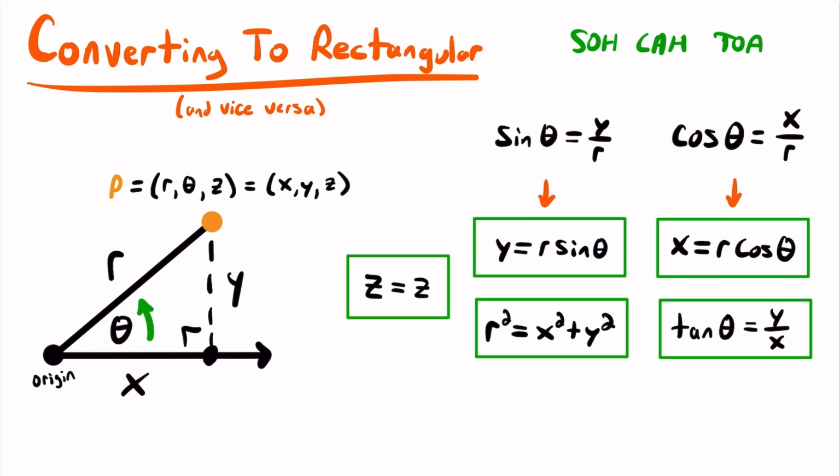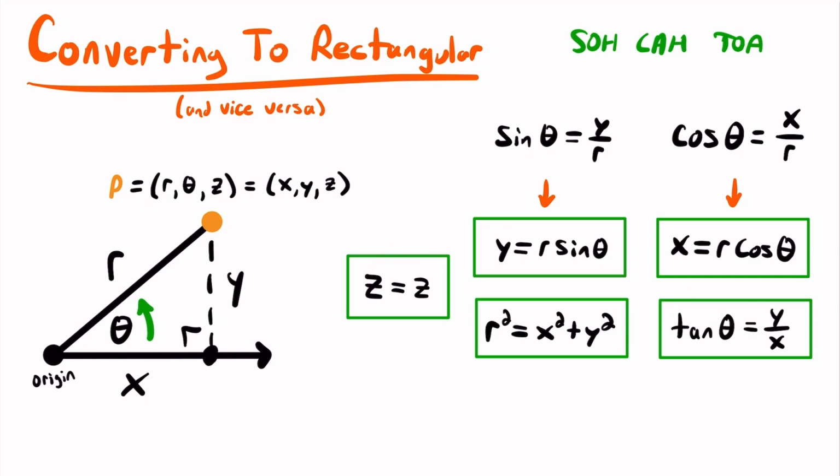Okay, so if you have a point in terms of r, theta, and z, you can use these formulas to get it in terms of x, y, and z. And the reverse is true. If you have a point in terms of x, y, and z, you can use these formulas to convert it to be in terms of r, theta, and z.